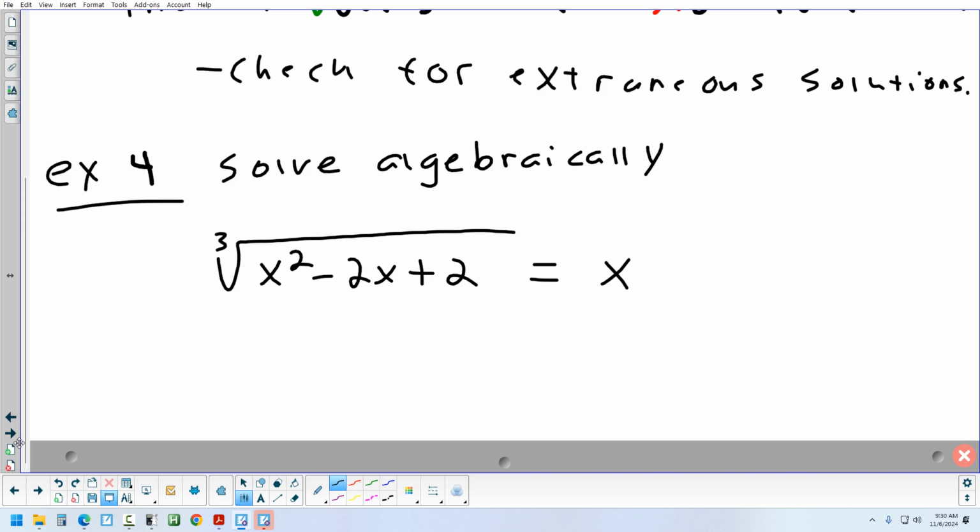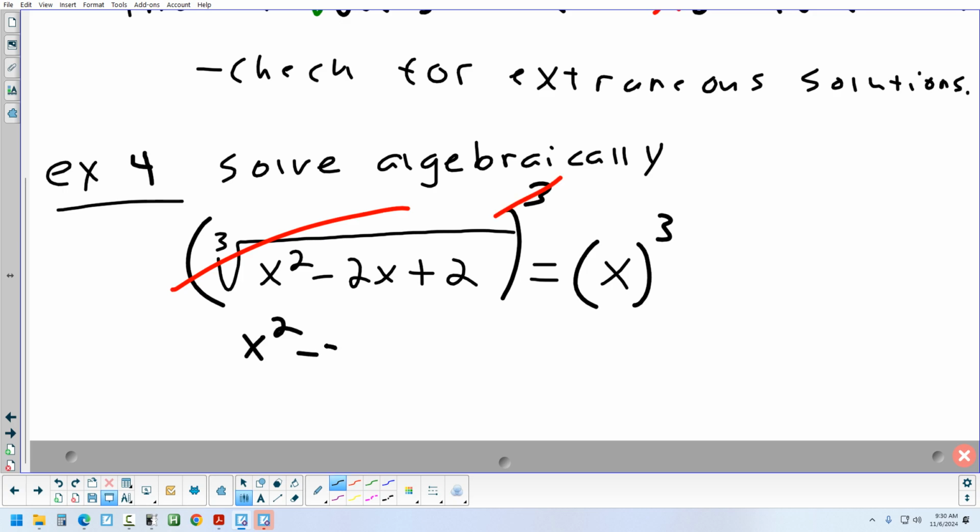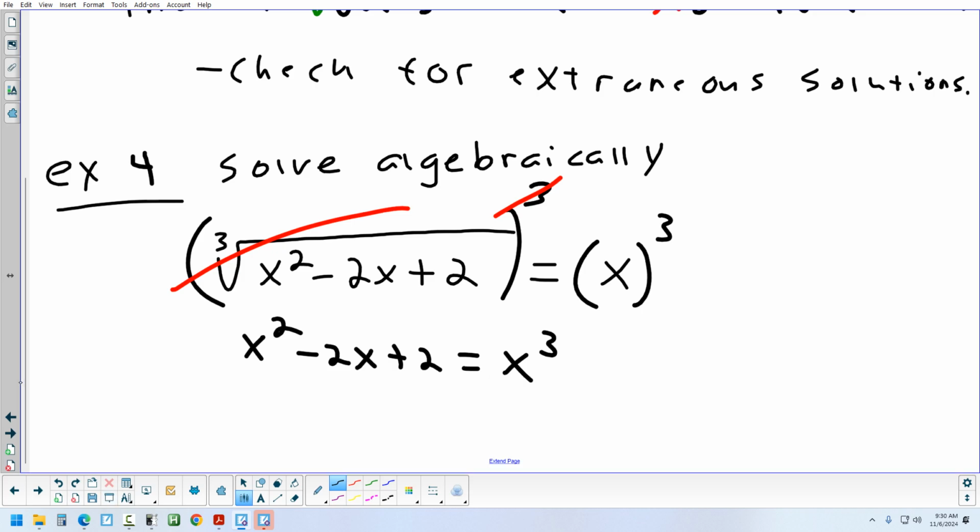What kind of root is that? Cube root. So what would I raise each side to? Third power. Yep. So the cube root and the cube are going to cancel out. So we have x cubed minus 2x plus 2 equals x cubed. Now, if the highest exponent there was a 2, it would be a quadratic, and then we could either solve it by factoring or quadratic formula. Is the highest exponent a 2? No. What is the highest exponent? It's a 3. So this is a cubic.